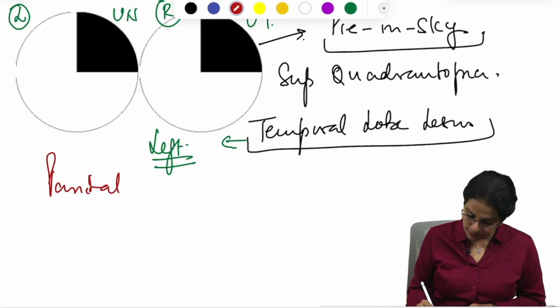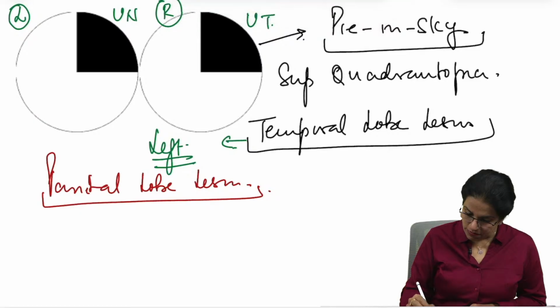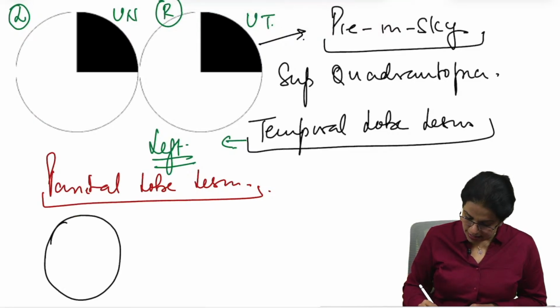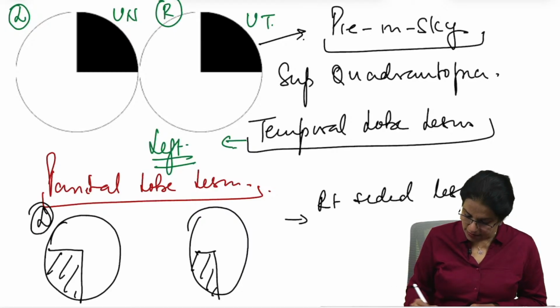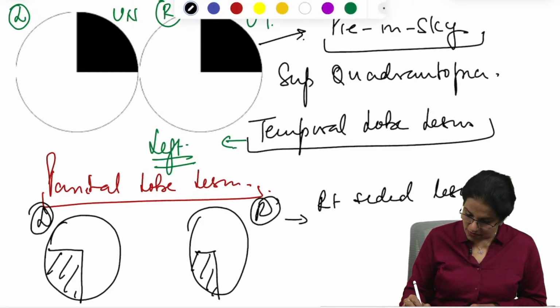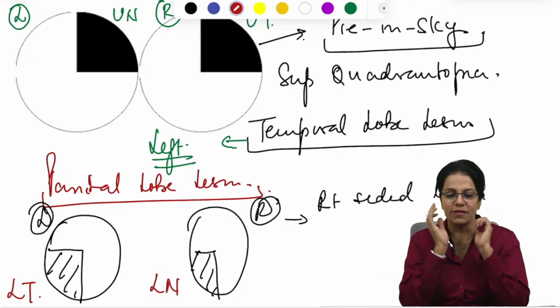In parietal lobe lesion, what do you have to know? It causes inferior quadrantanopia. And suppose this time I make a left-sided inferior quadrantanopia, then it means it's a right-sided lesion. Okay? So, it's a right-sided lesion. This is left, this is right. What are the quadrants involved? I can see it. It is lower temporal in the left and lower nasal in the right. I think this should be absolutely clear to you all. Okay?